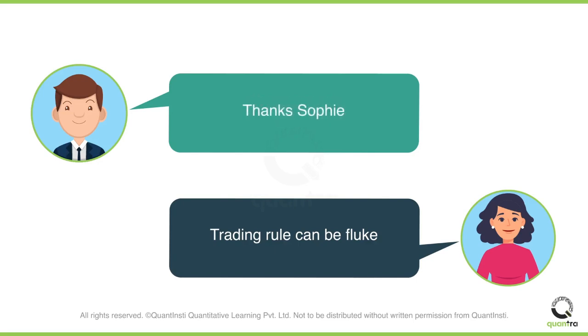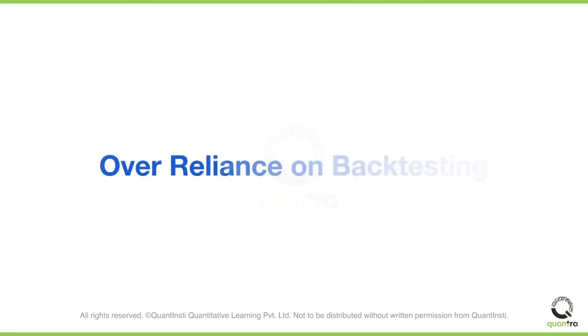John thanks Sophie for explaining data snooping. And he found a combination that worked on both in-sample and out-of-sample dataset. The strategy is very profitable. He couldn't wait to deploy all his capital on this strategy. Sophie cautions John to not over-rely on backtests. In the next video, Sophie explains to John, with the help of a case study, the perils of over-reliance on backtesting.